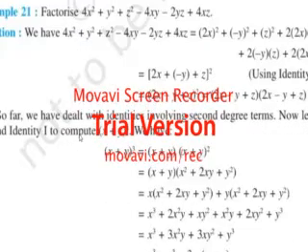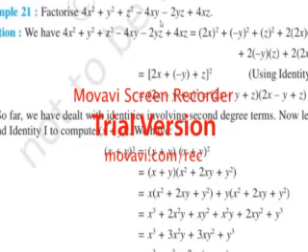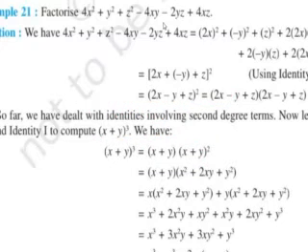Now students, if you will see just below, there is another example, that is example number 21. Here you have to factorize 4x square plus y square plus z square minus 4xy minus 2yz minus 4xz. So here we will be using identity 5, that is the x plus y plus z whole square identity.